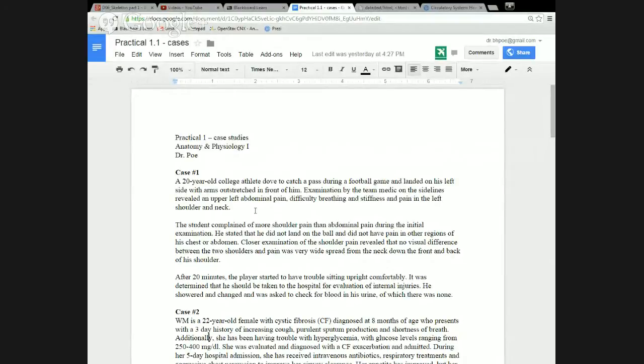Now, it happens to be that the cases I use tend to be fairly medical based cases. So if you're going into nursing or something like that, they're rather appropriate. If you're going into surgical tech, they don't quite fit. If you're going into dental hygiene or something like that, I don't have any dental hygiene type cases.